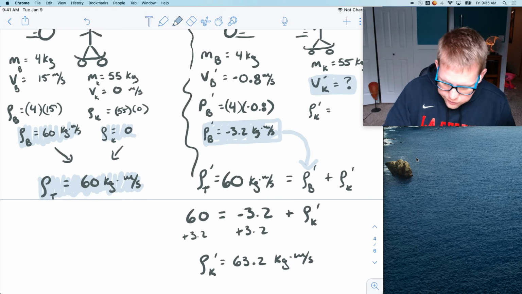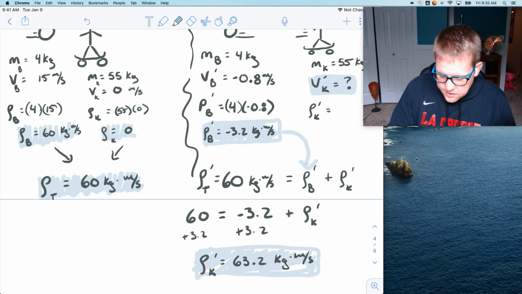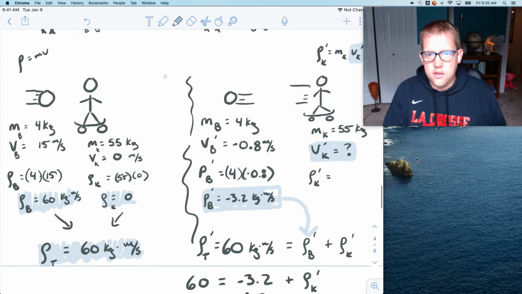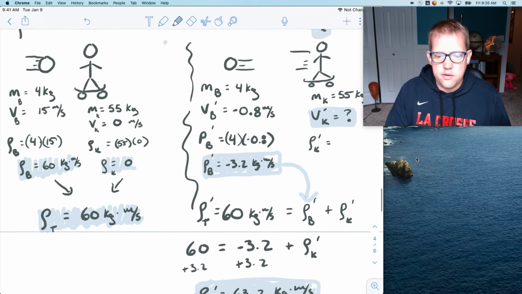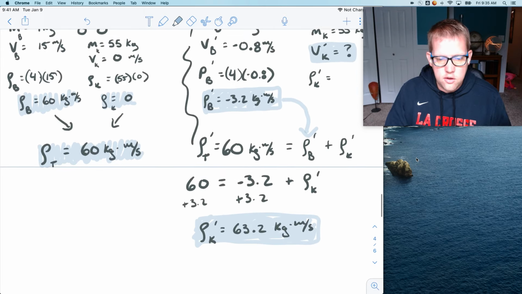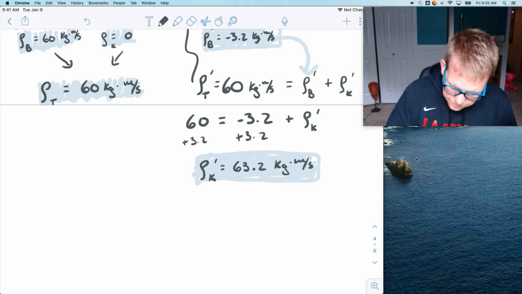Now, why is that beneficial? Remember, the whole point of this problem was to figure out the velocity of the kid after the collision. And we know the mass of the kid, and the only thing that was holding us up is we didn't know this value right here. But we just calculated it down here on the bottom. It's 63, so we can use that to help us out. So let's find the velocity of the kid after the collision.